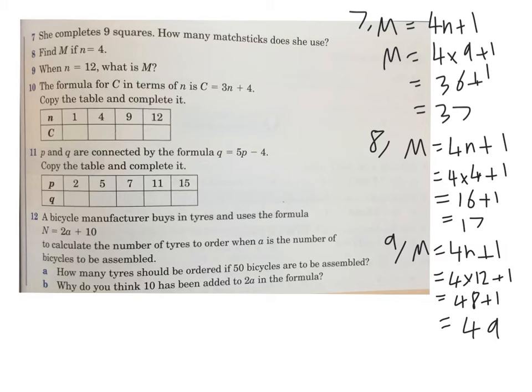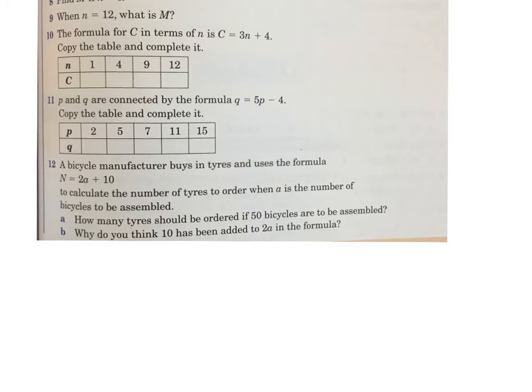Okay, number 10. In question 10, we have the formula for c in terms of n: c equals 3n plus 4. So it says the formula for c, that means you find out c by doing 3 times n plus 4. So to get c, you have to know what n is. So that means it's in terms of n. We've got to copy and complete the table.